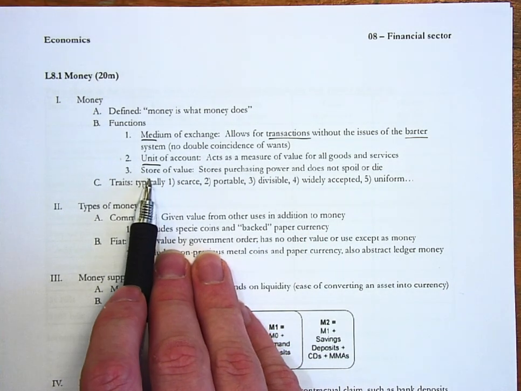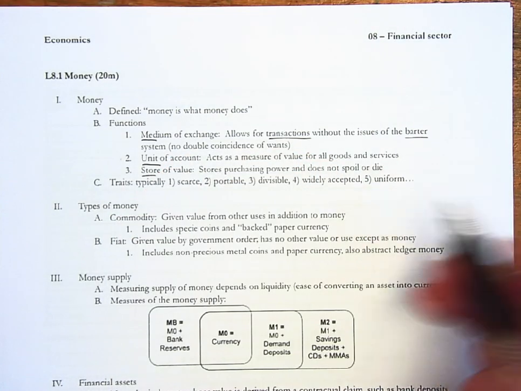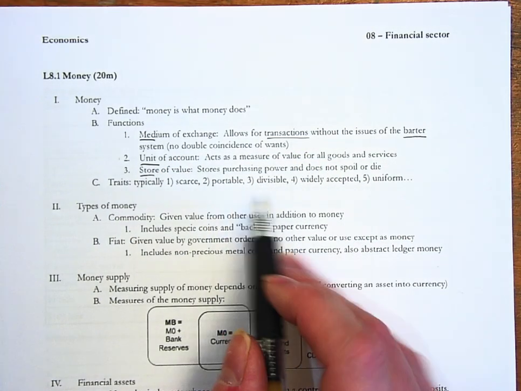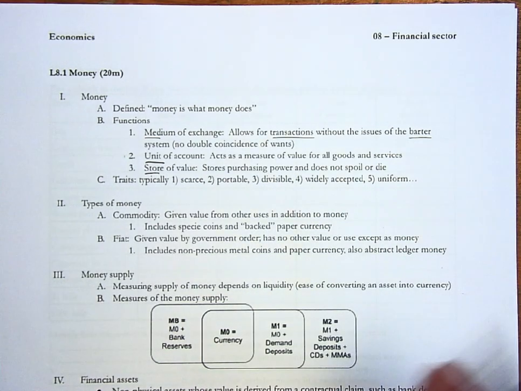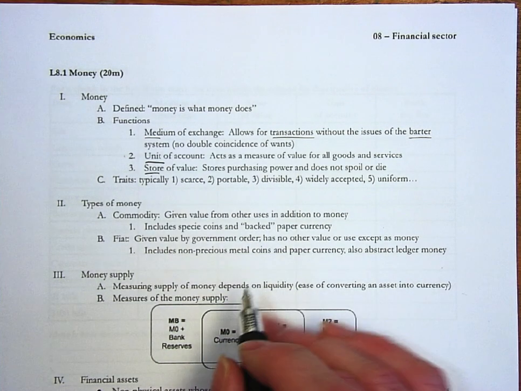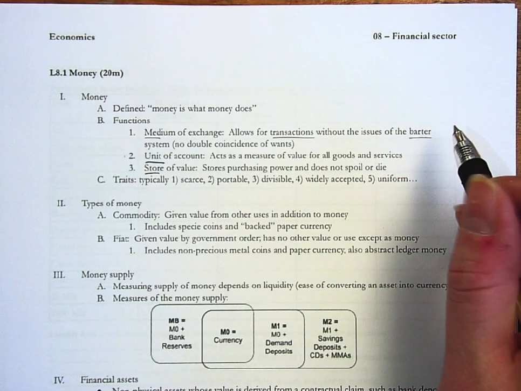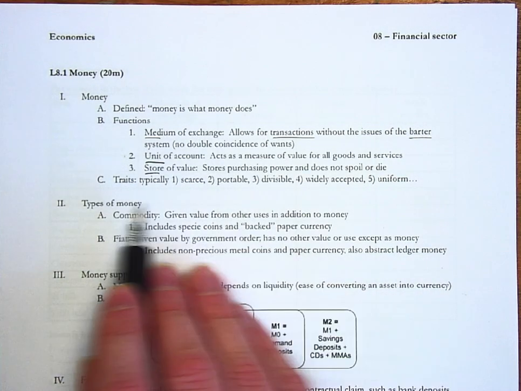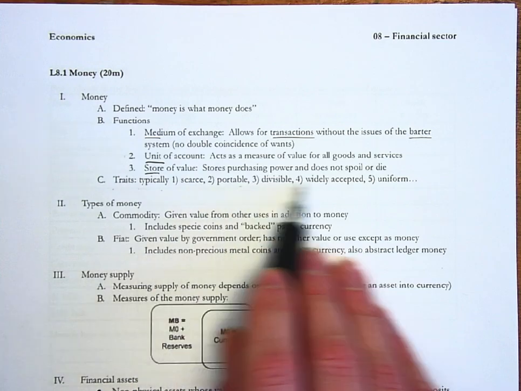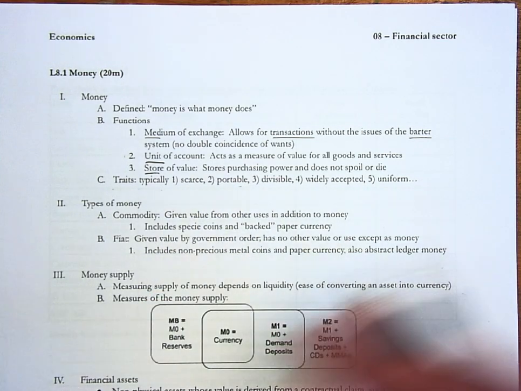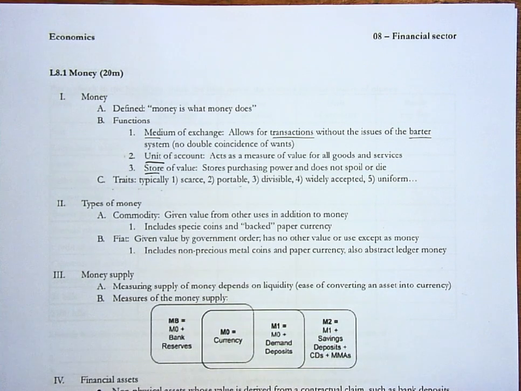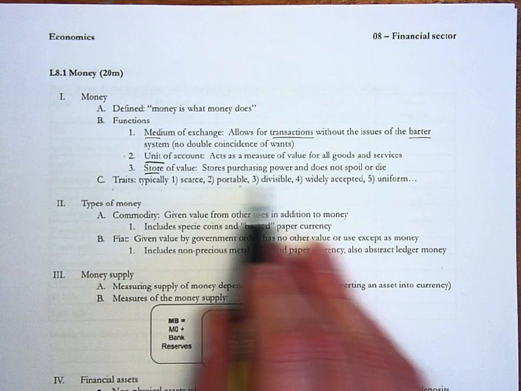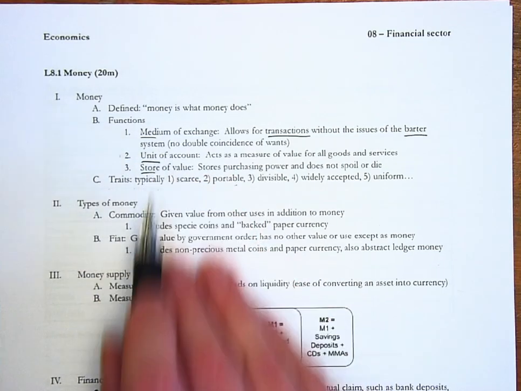A third is the store of value. And so we'd say that money is, at least good money, is something that stores purchasing power. It doesn't spoil, it doesn't die, it doesn't rot. And it's also something where it might be relatively difficult to counterfeit. So these are some traits that we could typically say are true of money, that maybe it's scarce, it's portable, divisible, widely accepted, and uniform. Something about money is that if it is these things, then it generally fulfills those functions.